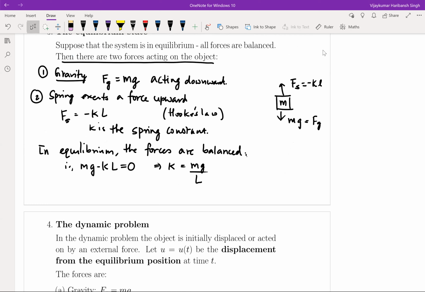So what happens in the equilibrium position? So the equilibrium position is a position L plus L, where L is the initial length of the spring, and this satisfies what?